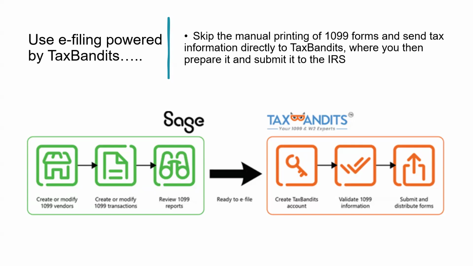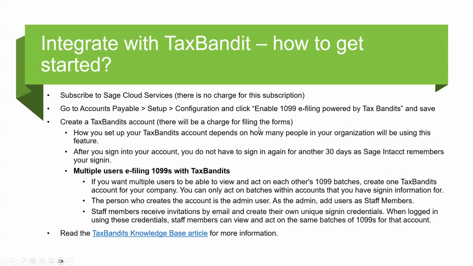If you choose e-filing by Tax Bandits, you've got your 1099 vendors, you fix the transactions, you review the 1099s, and then you do have to create a Tax Bandits account just like you would with any other provider. They will validate the 1099 information and then submit and distribute forms, and you do it all from within Intacct. It literally is that easy.